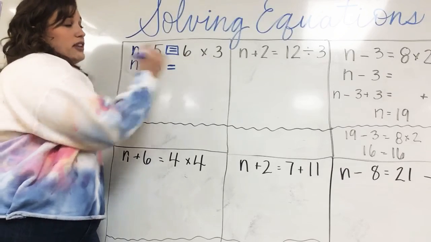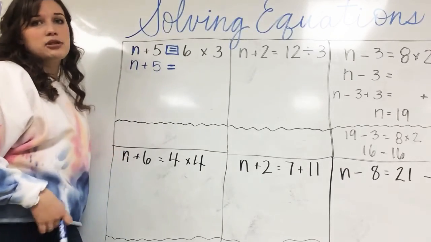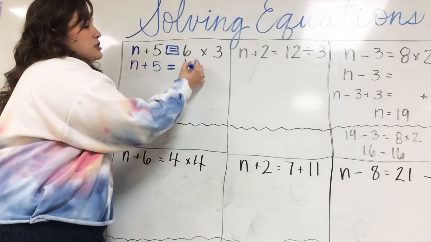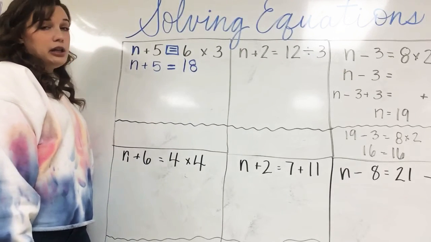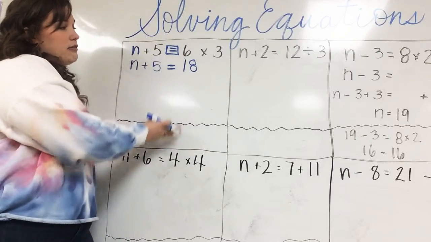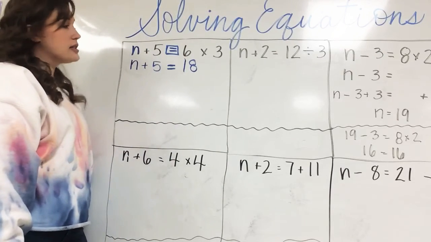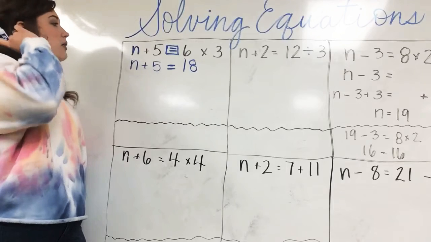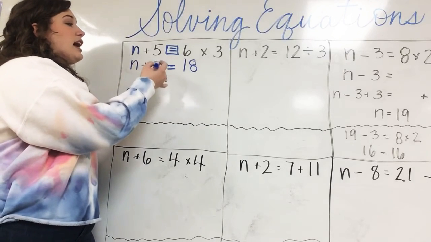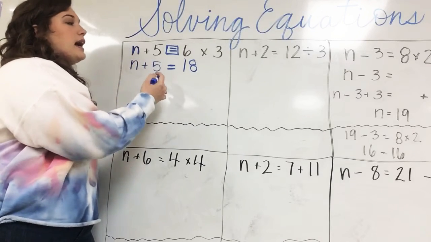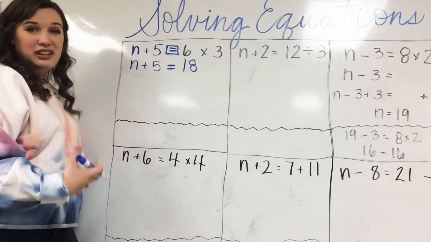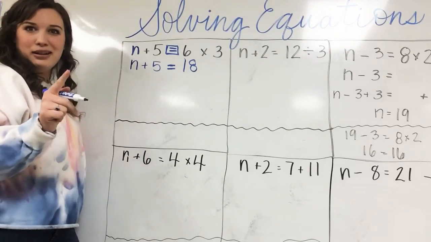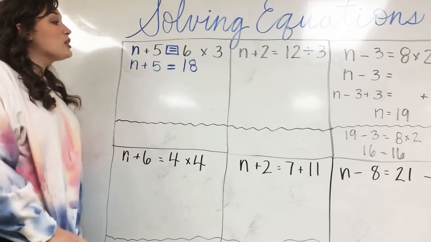But we can solve this. 6 times 3. What is 6 times 3? 18. Easy, okay? So we're just going to write the answer. We solved it and we're just going to write it below. You just drop everything down in a nice, neat little section, okay? Now, can we do anything with n plus 5? Not yet. Equals 18. Can we do anything with just the number 18? You cannot.